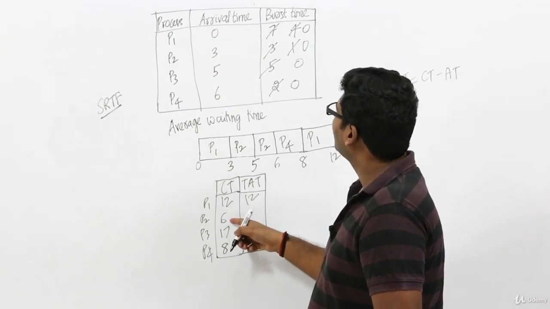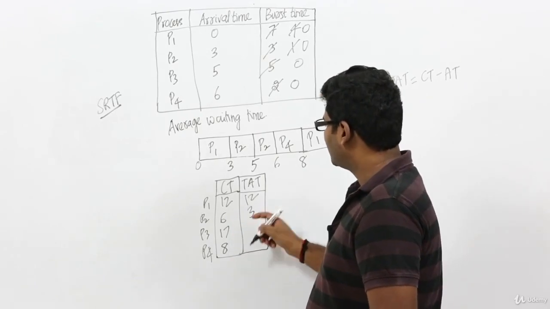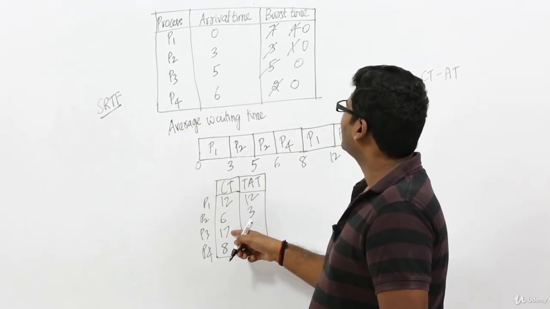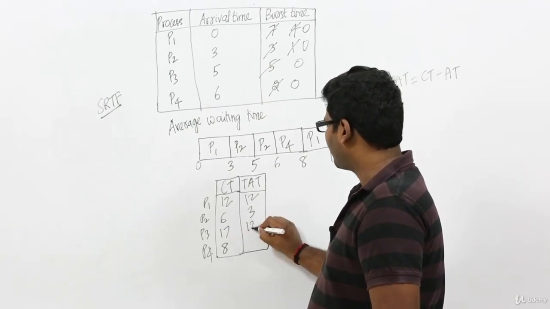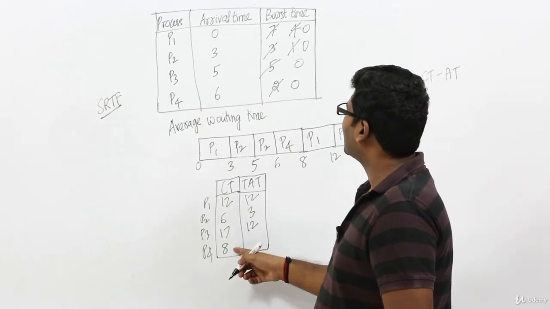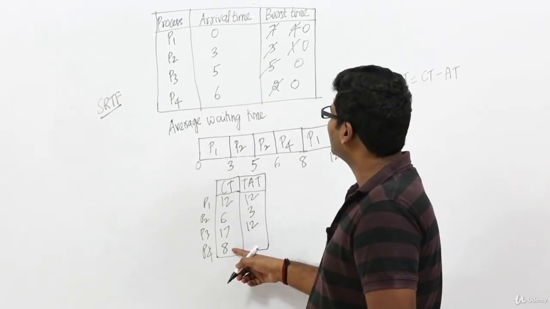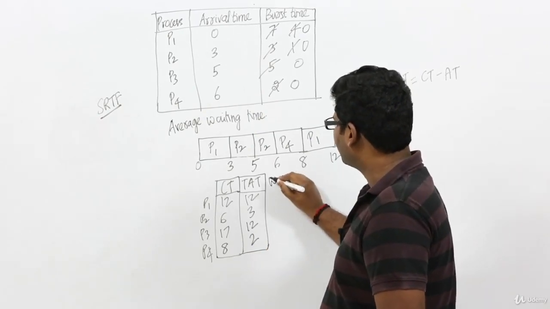For P2, completion time is 6 and P2 has arrived at 3, so 6 minus 3 is 3. Similarly, completion time of P3 is 17 and P3 has arrived at time unit 5, so 17 minus 5 is 12. P4's completion time is 8, whereas P4 has arrived at 6, so 8 minus 6 is nothing but 2. Now let's compute the waiting time.